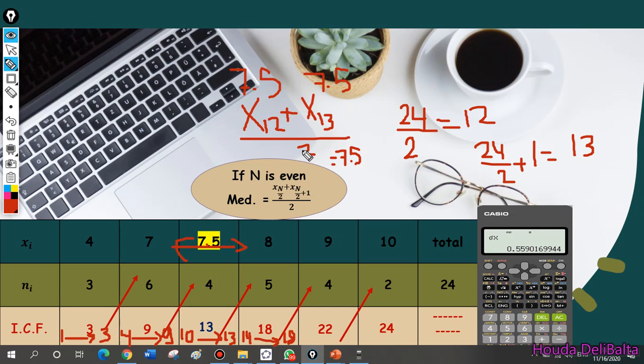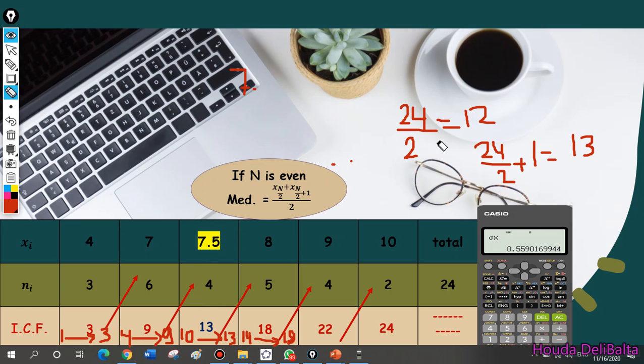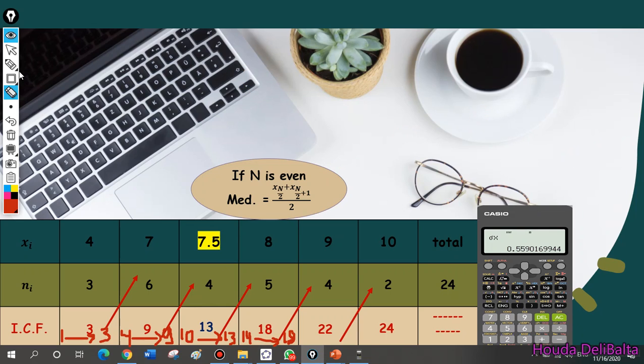Now if we want to make things simpler and easier, we do not use the rule, we just use mental thinking. We just divide the total: 24 divided by 2 gives 12. But because 12 is not among the ICF table, we take the value corresponding to the number closest to 12 and just greater than 12, which is 13. So definitely 12 is going to be found here. Then we take the value corresponding to 13, which is definitely 7.5.